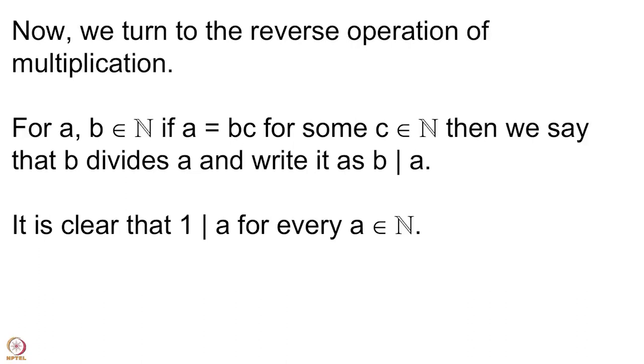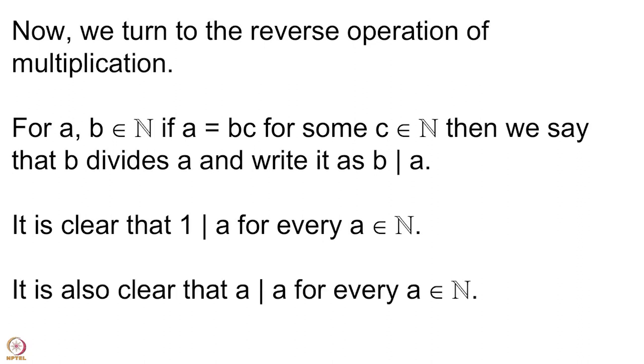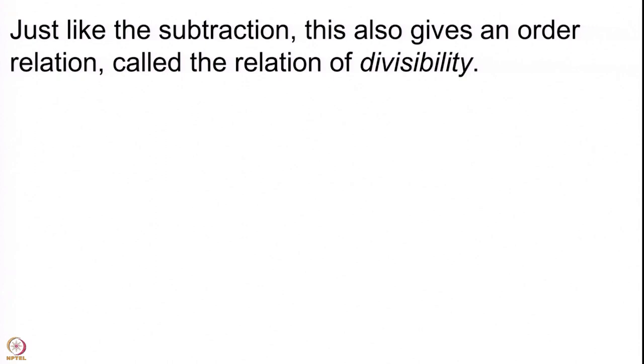Okay? So, what we have seen until now will tell you that 1 divides every natural number. Of course, you can write A as A into 1. So, it follows that 1 divides A for every natural number A. But when you write A as A into 1 and use that to say that 1 divides A, you can also use the same equality to say that A divides A, because you have written A as A into some other natural number. So, we have seen that 1 divides A and A divides A. This also gives you an order: two natural numbers will be said to be related by divisibility if one natural number divides the other natural number.